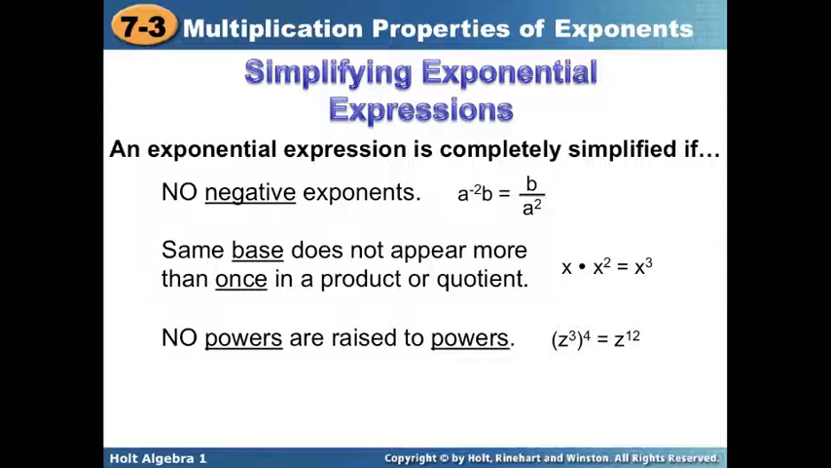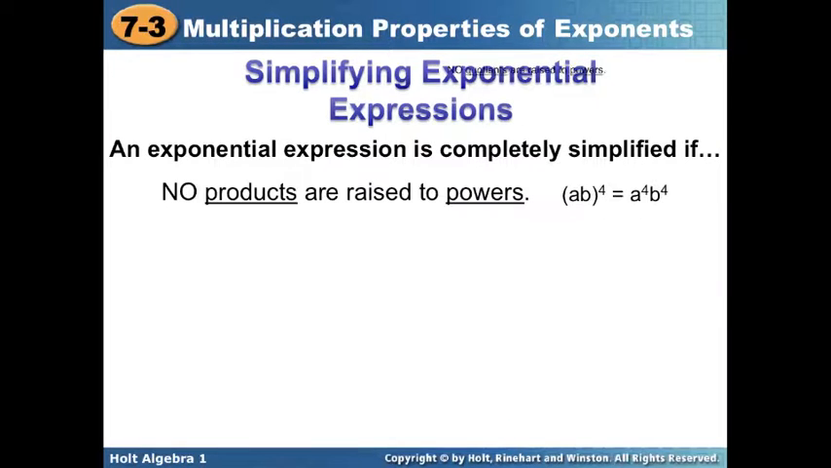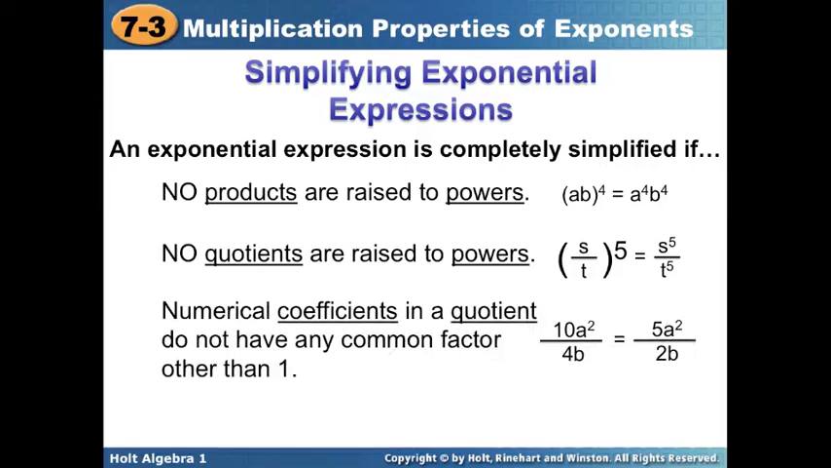You should have no negative exponents. The same base does not appear more than once in a product or quotient. No powers are raised to powers. No products are raised to powers, no quotients are raised to powers, and numerical coefficients in a quotient do not have any common factors other than 1.